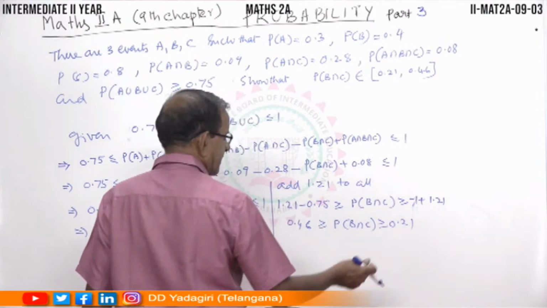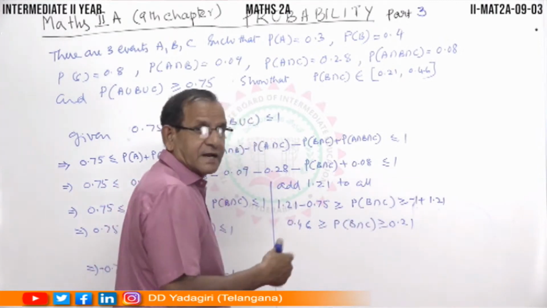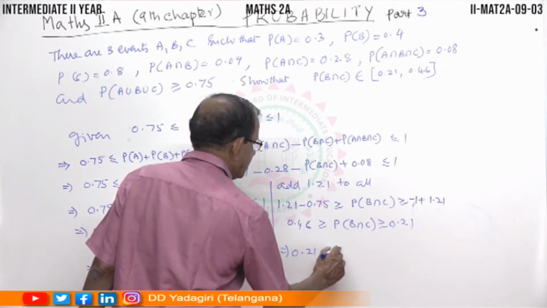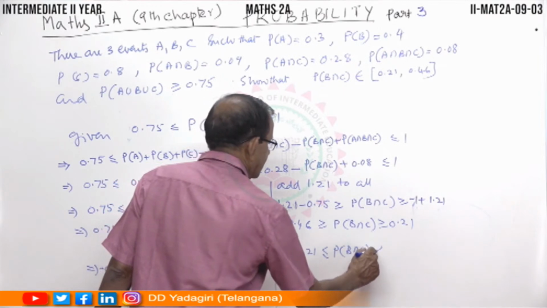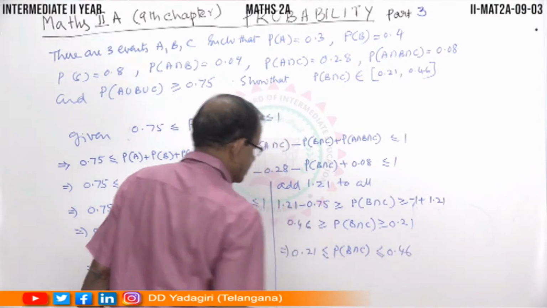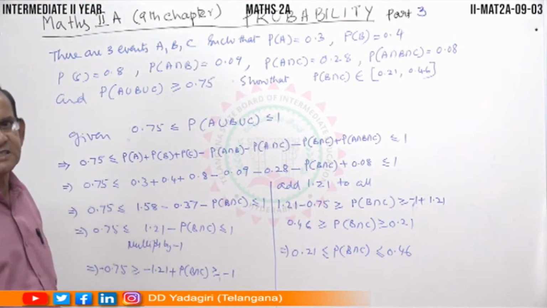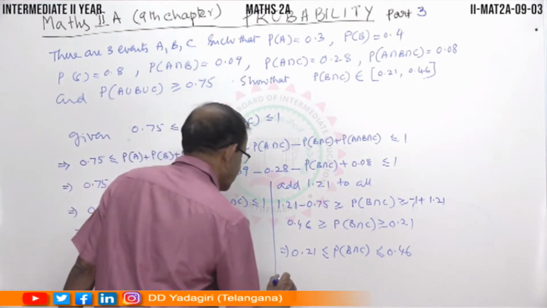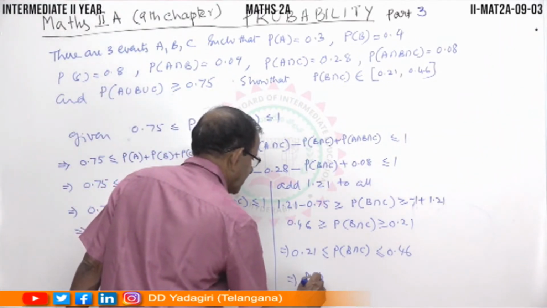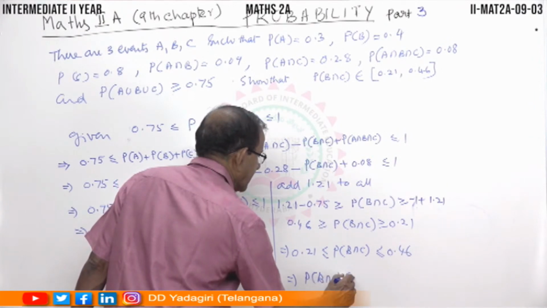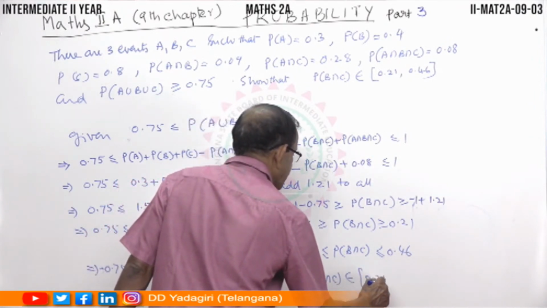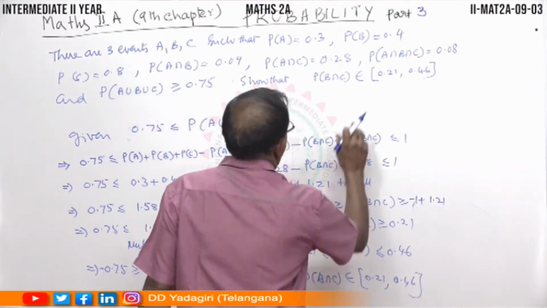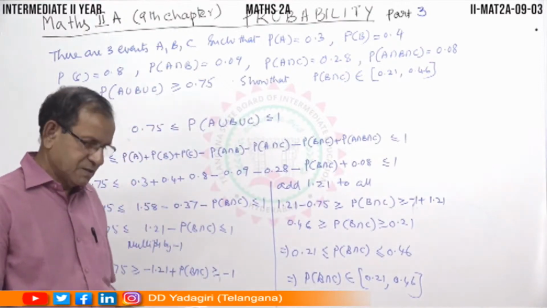Now if you reverse the order, again you have to change greater than to less than. That implies 0.21 less than or equal to P of B intersection C less than or equal to 0.46. Now P of B intersection C lies between 0.21 and 0.46. That implies P of B intersection C belongs to 0.21 to 0.46. That's all.